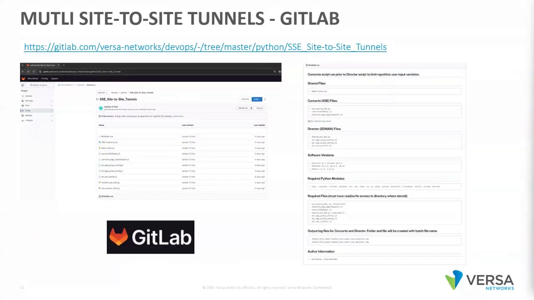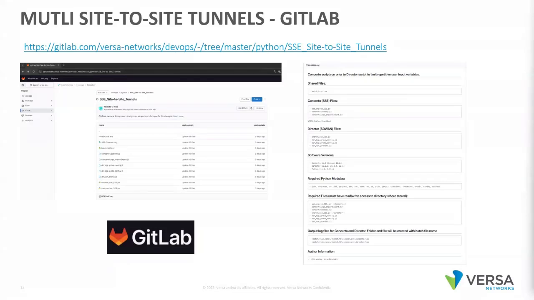The API calls identified to configure and publish the site-to-site tunnels can be used to configure multiple site-to-site tunnels, allowing for scalability and standardization. One such Python-based automation effort example can be found on Versa's publicly available GitLab page. This automation can be downloaded and used by our customers, as well as fine-tuned for the customer environment.